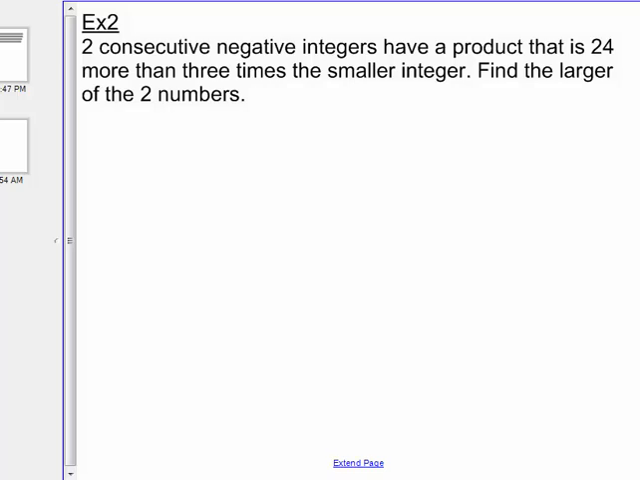So, example 2, it says two consecutive, meaning next to each other, negative integers have a product that is 24 more than 3 times the smaller integer. So, I have two numbers. They're negatives. And they're consecutive, which means what? If one of them is x, how do I find the other one here? Well, if I think about it, consecutive, next to each other, so negative 8 and negative 9. If one of the integers is x, how do I find the next one? I'm going to add 1 here.